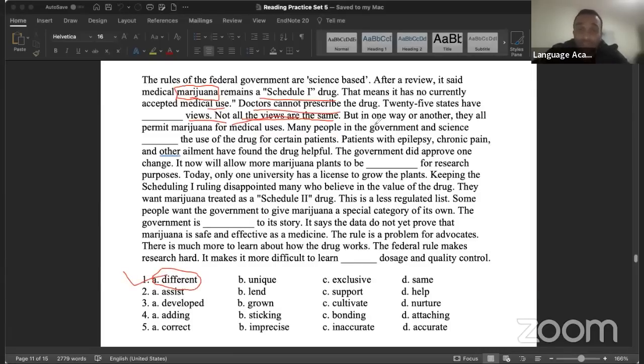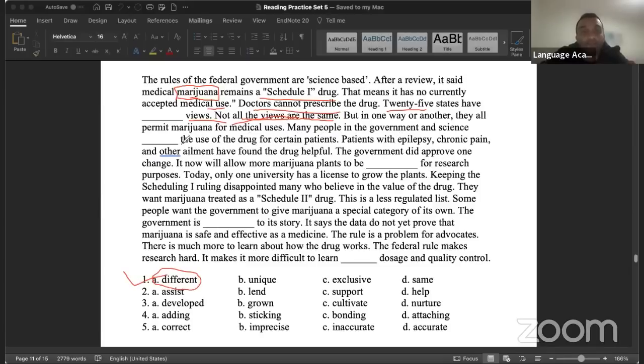Not unique, because even if we think logically, how can 25 states have one unique view? And it says unique views. Unique means totally unique, only one or very, very few. So you can't use views with that. I can't say I have very unique views. I will only have one. Exactly. Views is plural. All right. So different views.